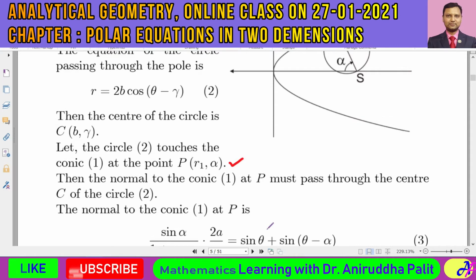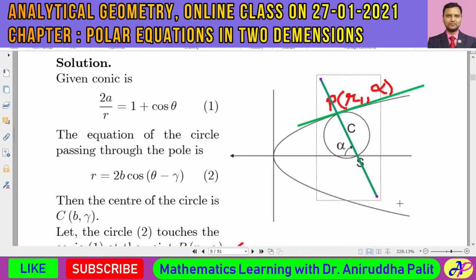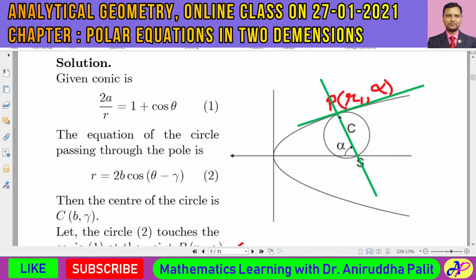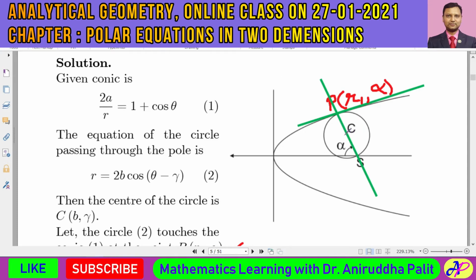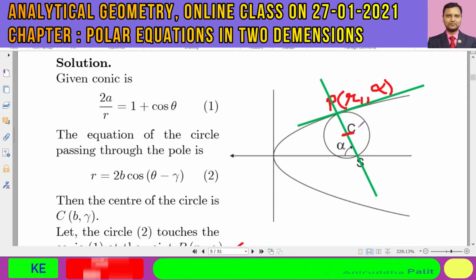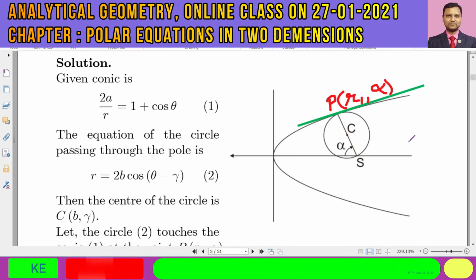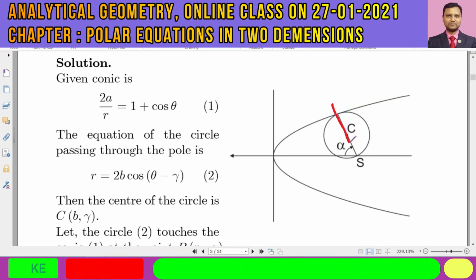Now you see over here, if this is the tangent, then a straight line perpendicular to this tangent must be a normal. This kind of straight line must be the normal line. And the normal at the point P must pass through this center C. Got it? So let us try to find out what would be the equation of this normal that passes through the point C.